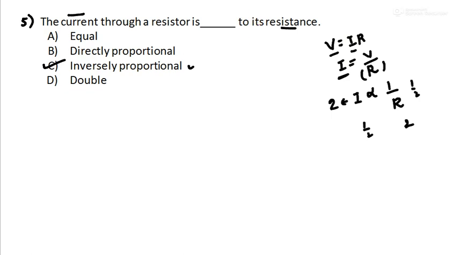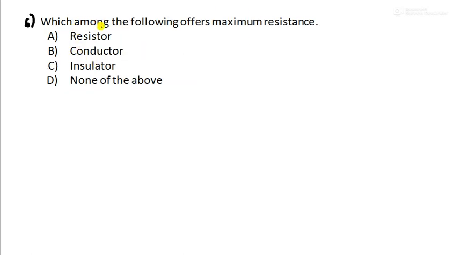Moving to the next question. This is our question number 6. Which among the following offers maximum resistance? Okay, maximum resistance. Resistor, conductor, insulator, none of the above. So among these, insulator offers maximum resistance, and least resistance is offered by conductor, and medium resistance by resistor. Since they have asked maximum, insulator is the one. For example, rubber, paper, glass, all of them are called insulators. You don't get shock when you use these while operating electric current devices and all.